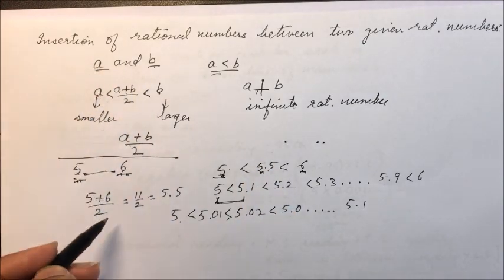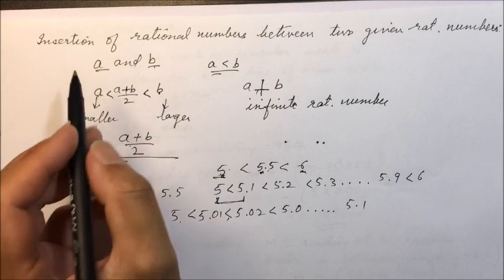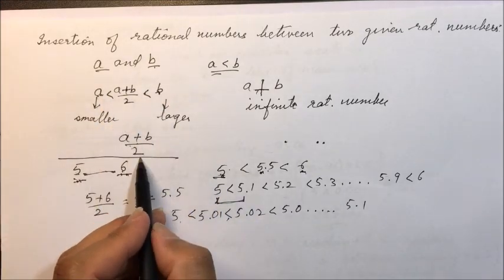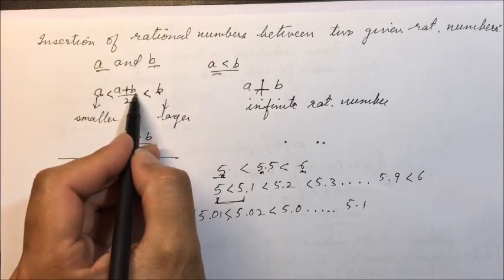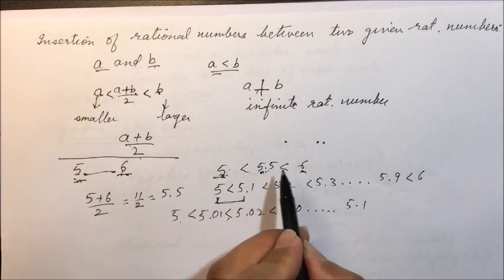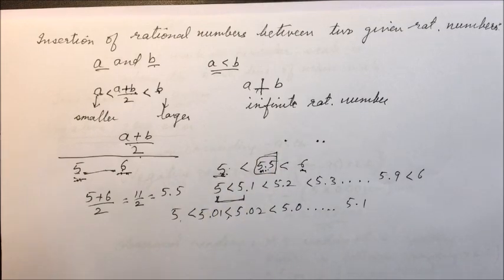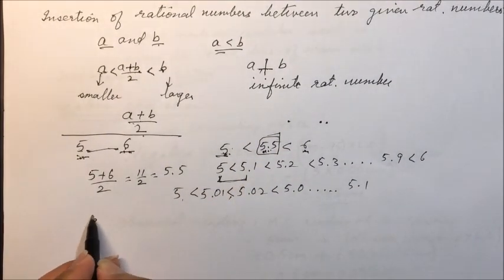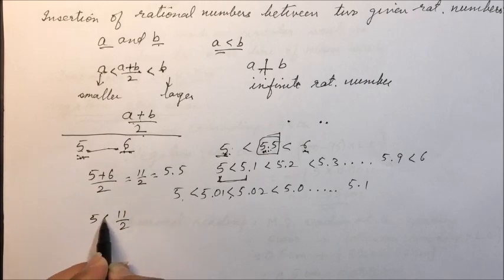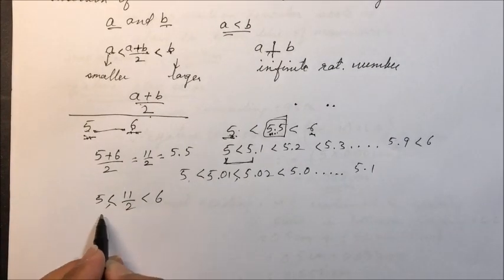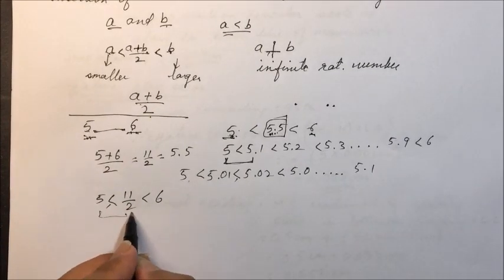So here we follow one procedure. For example, we have to insert one rational number between a and b. We take the average of them, and that will give the number halfway between them. That is 5, 5.5, 6. We have inserted 5.5, which is 11 by 2. If we have to insert one more rational number, we can insert either here or here.